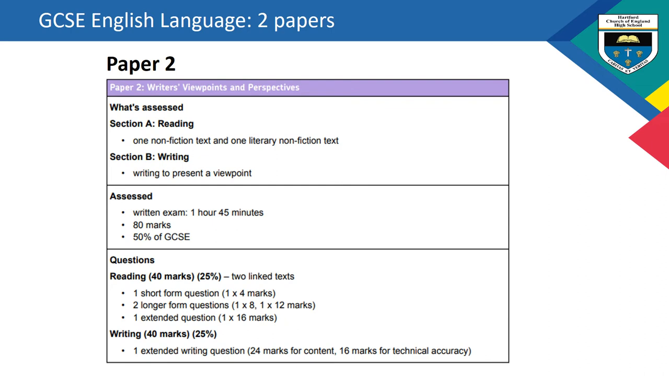Paper two of English language is called Writers' Viewpoints and Perspectives. And this can often be viewed as the more demanding of the two papers because there is an extra text that they have to read. So not only do they get one unseen non-fiction text, but they get another one as well, which they will have to compare with. And often one of the extracts is 19th century non-fiction as well, so it could be an article from the Victorian period, for example. They will have to again read them, digest them, and answer four questions on them.